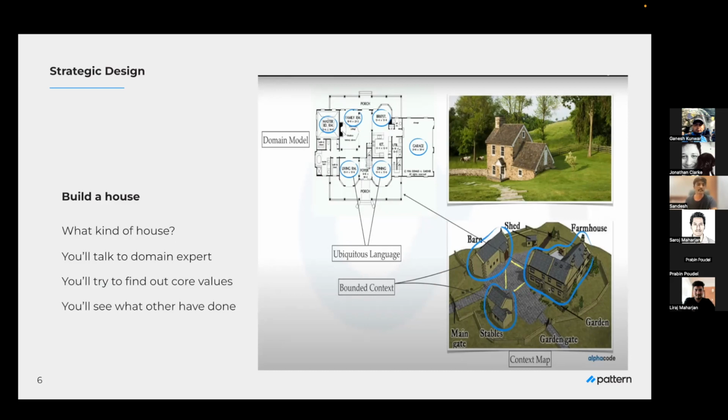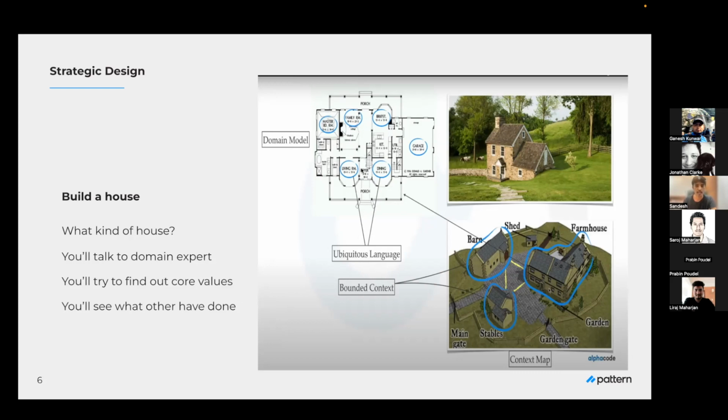But in this case, the domain expert is nothing but your client. He will tell you, these are things I want, and these are things I don't want. And by thinking of all those things, you will design something like this. Yeah, in the farmhouse there can be a barn, there can be a shed, there is a farmhouse, there can be stables, and based on this, you will design something like this.